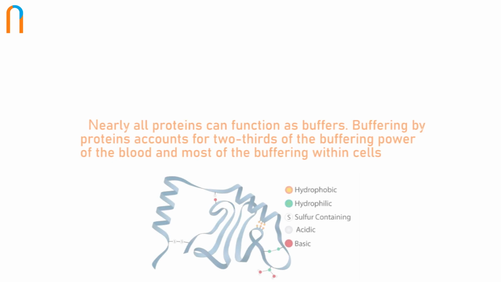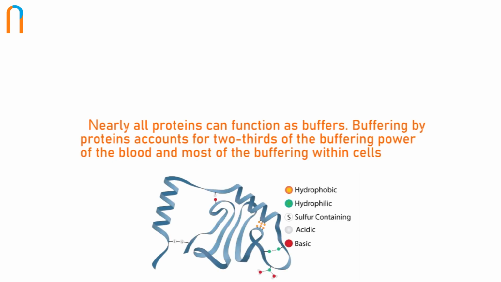Protein buffers in blood, plasma, and cells. Nearly all proteins can function as buffers. Proteins are made up of amino acids, which contain positively charged amino groups and negatively charged carboxyl groups. The charged regions of these molecules can bind hydrogen and hydroxyl ions and thus function as buffers. Buffering by protein accounts for 2/3 of the buffering power of the blood and most of the buffering within cells.